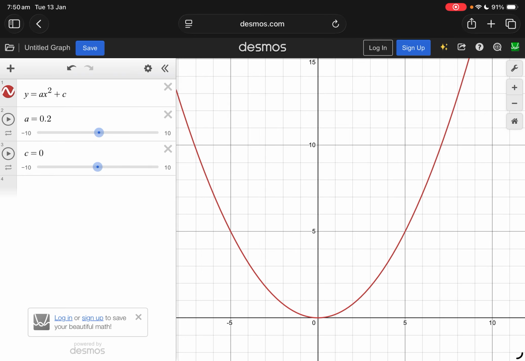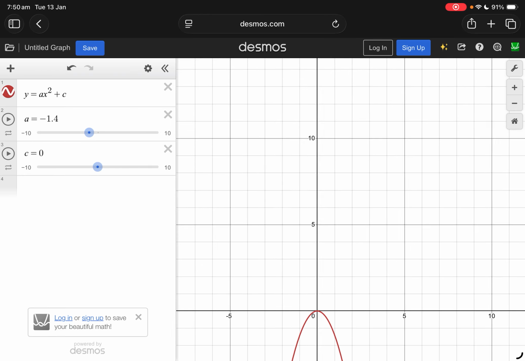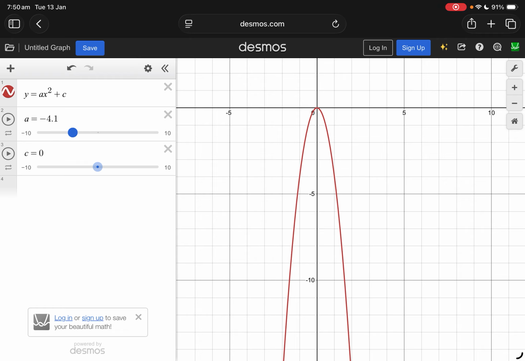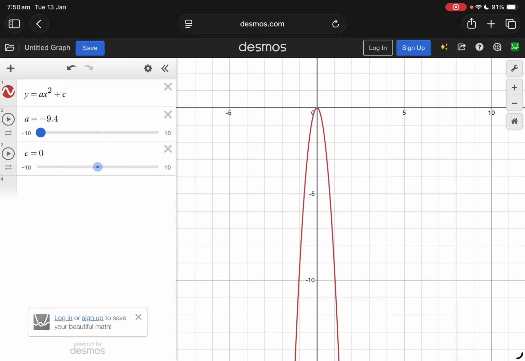Now, when we go into the negatives, my graph has now flipped. It's now reflected below the x-axis. So it looks like this. And the more negative we get, the steeper it gets in the negative direction.